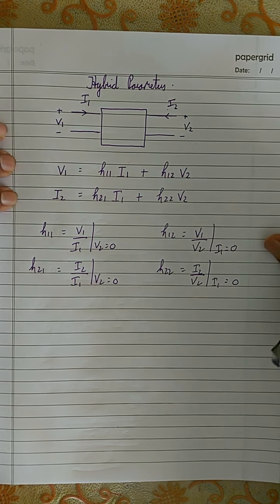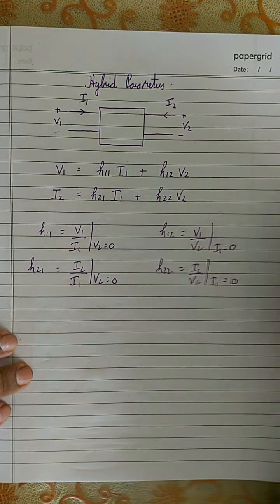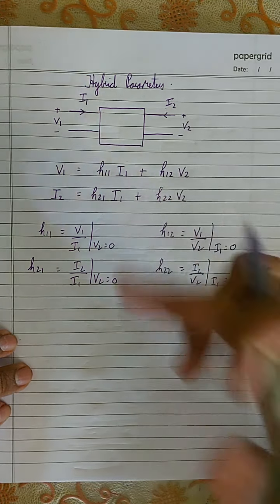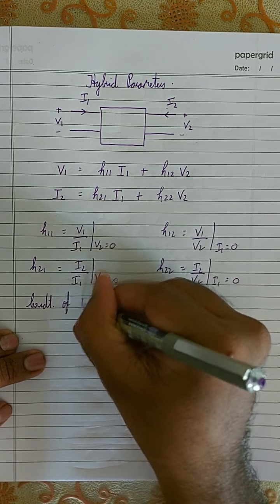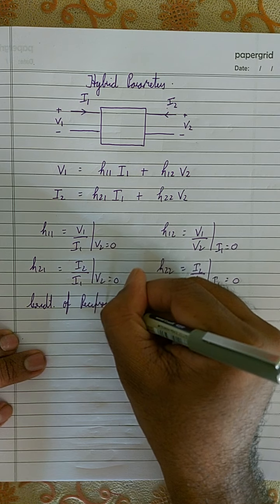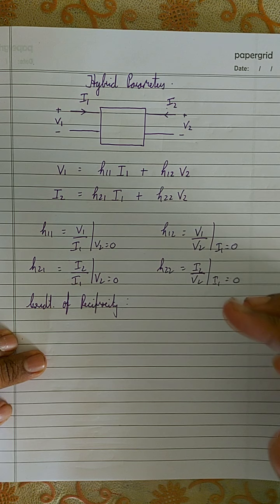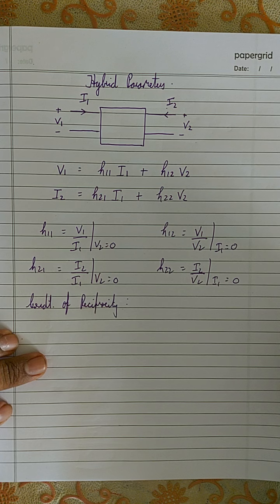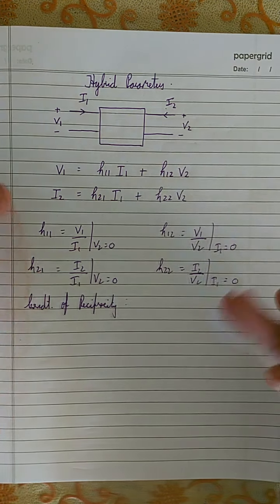So next, you're going to check the condition of reciprocity, or what is the condition of the H parameters when the network is reciprocal. The meaning of reciprocity: the network is said to be reciprocal if the ratio of the excitation to the response of one port is equal to the ratio of the excitation to the response of the other port, when the positions of the excitation and response are reversed.